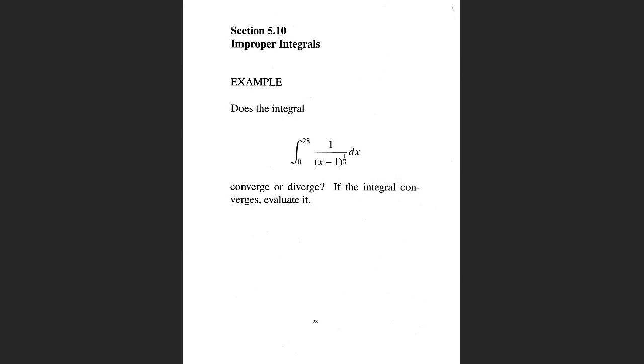Now, this is an interesting integral. It is an improper integral, so we have the integral from 0 to 28 of 1 divided by (x minus 1) to the third power dx. This is also an improper integral. Why would that be? Why would this also be an improper integral?